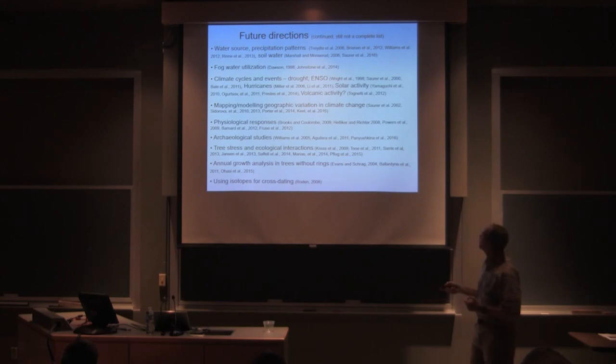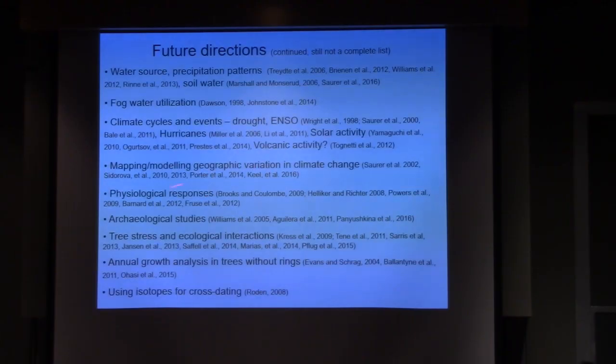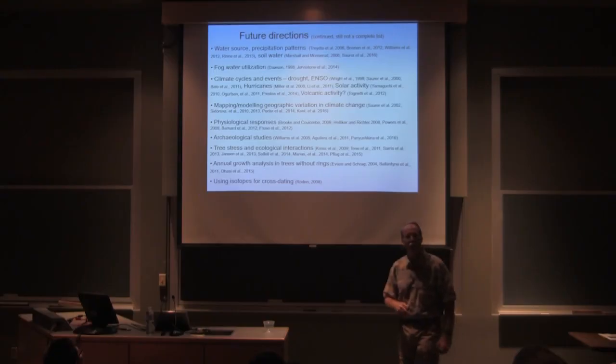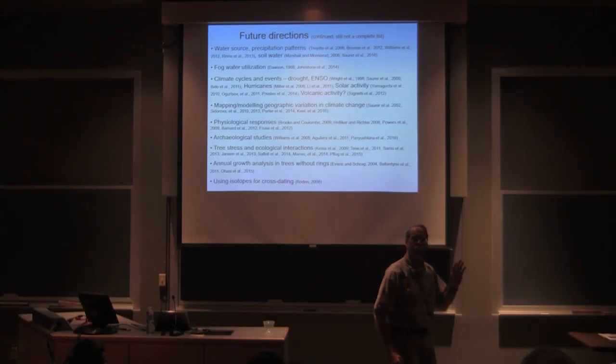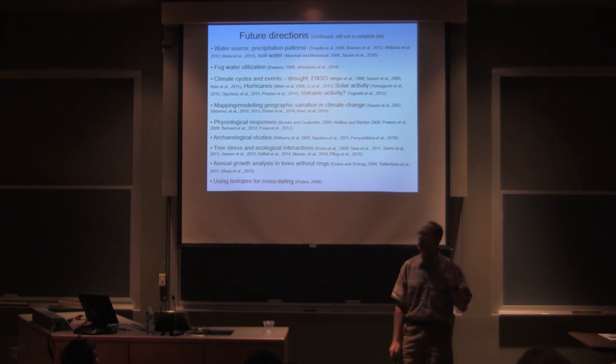And isotopes in tree rings. Modeling geographic variation, physiological responses, archaeological studies, ecological interactions, annual growth trees without rings. This is the tropics. Remember the tropics? Mike Evans has done a lot of work with that. And then cross-dating using some tree rings. So there's a lot of things out there, and I've given you tons of citations if you're ever interested in them. And that's that.